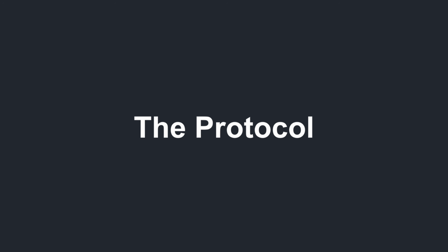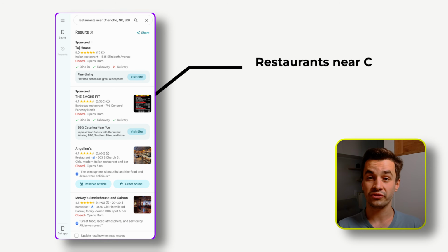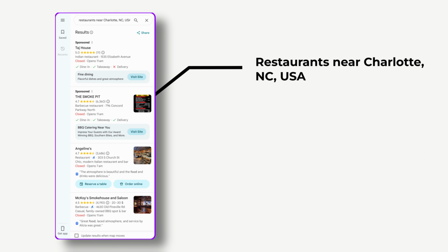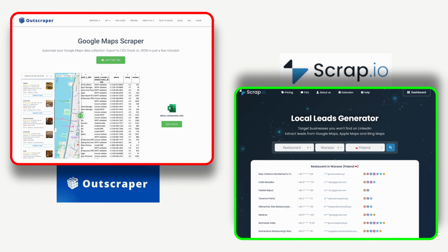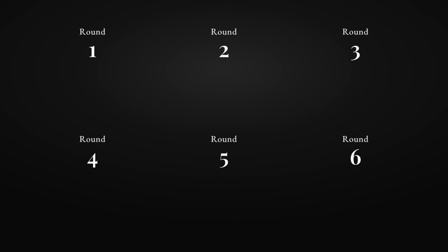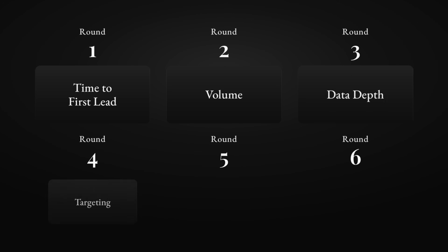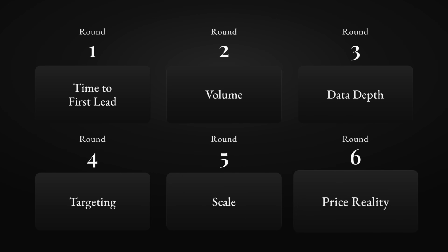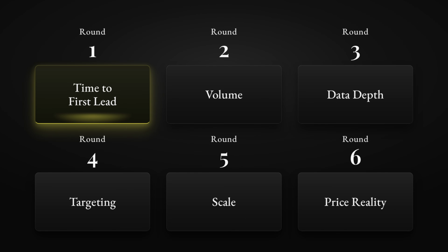As for the protocol itself, we are going to scrape restaurants in Charlotte, North Carolina. We will compare the Outscraper and the Scrub.io method based on these 6 steps: time to first lead, volume, data depth, targeting, scale, and price reality. Let's start with the first step, meaning time to first lead.